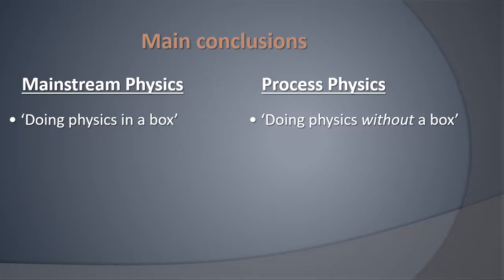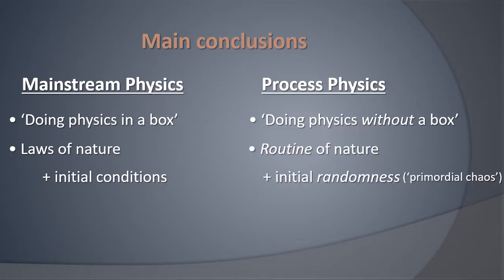Next to that, the mainstream physics account of laws of nature and initial conditions is contrasted with the process physics narrative of routine of nature and initial randomness. Furthermore, while mainstream physics relies on empirical data to get an external picture of nature, process physics is based on the mutual informativeness within its connectivity network to get a self-organized modeling of nature.